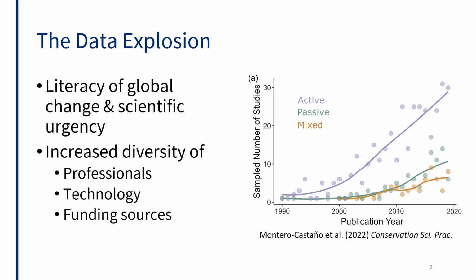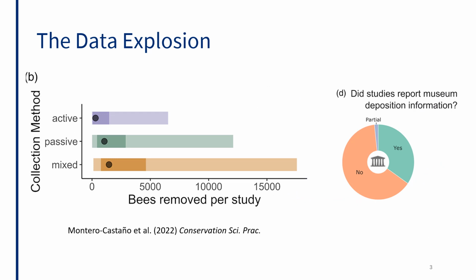In fact, in a recent study, we found that published studies using diverse trapping methods have increased substantially over the last 20 years. Across the different studies, we learned that thousands of bees have been removed. However, we also determined in our literature review that most studies do not report the deposition of specimens and data associations.